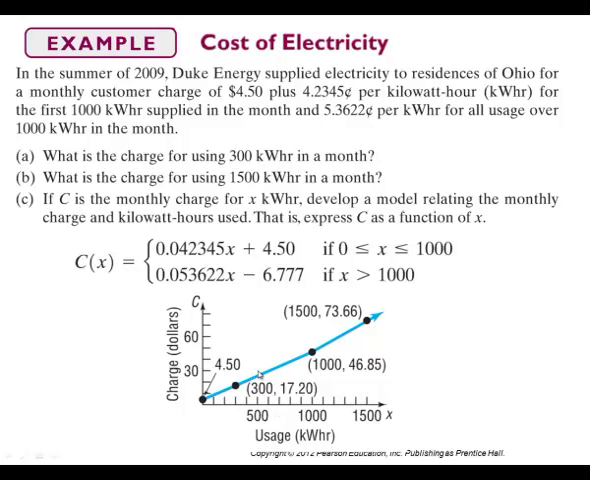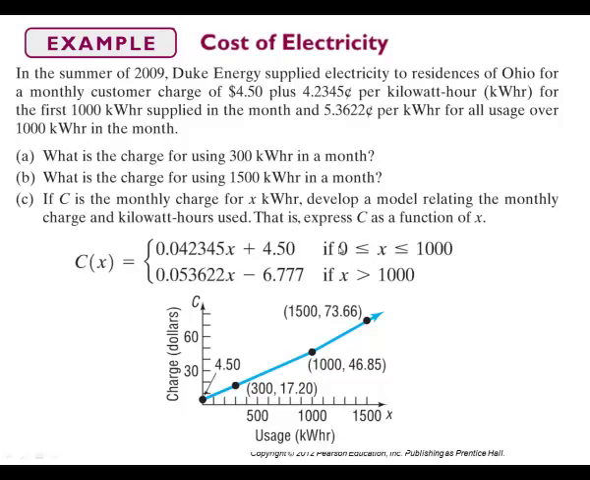Okay, next, in the summer of 2009, Duke Energy supplied electricity to residences of Ohio for a monthly customer charge of $4.50 plus 4.2345 cents per kilowatt hour for the first 1,000 kilowatt hours supplied in the month, and 5.3622 cents per kilowatt hour for all usage over 1,000 kilowatt hours for the month.